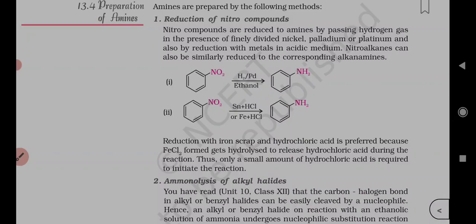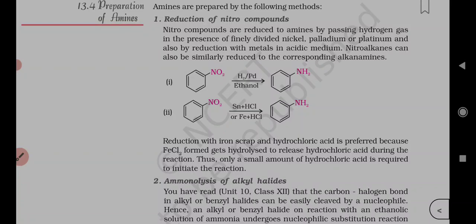Nitro compounds are reduced to amines by passing hydrogen gas. So you can convert nitro compounds into amines by passing hydrogen gas in the presence of finely divided nickel, platinum or palladium, and also by reduction with metals in acidic medium. Nitroalkanes can also be similarly reduced to the corresponding alkanamines.